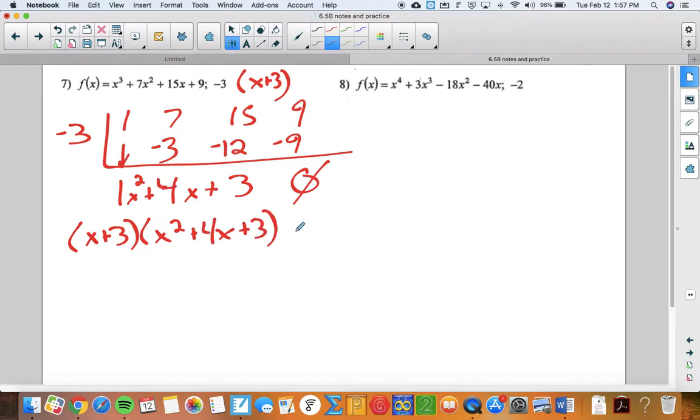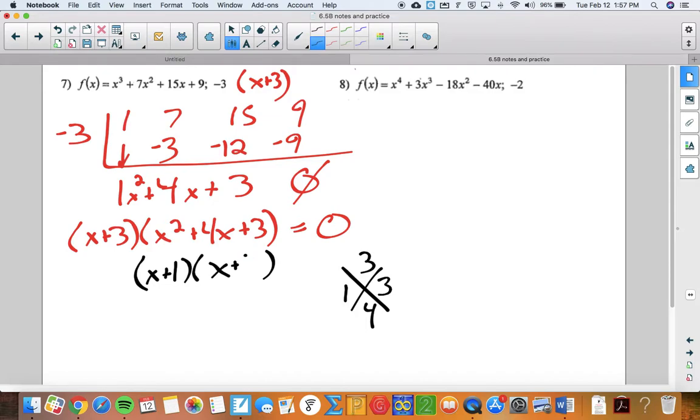We want to know what values of x make this polynomial equal 0. But before we can go there, let's try to factor this x squared plus 4x plus 3 further. Looking for numbers that multiply to 3 and add to 4. That's a tricky one. That's 1 and 3. So that's the same as x plus 1 times x plus 3, or vice versa. And we already have x plus 3 down there. That doesn't mean it's wrong, folks. We're okay.